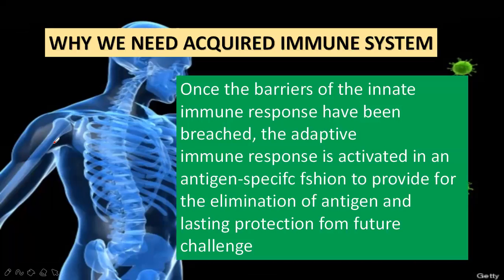Why do we need acquired immunity? What happens with innate immunity? The innate immune response is breached. It fails. Yes, this defense failed. Then I need the help of adaptive immunity. What is adaptive? Adaptive or acquired is the same. So this immune defense is activated. It is stimulated by antigen, in an antigen-specific fashion. Later we will see what is antigen, what is antibody, and how they are activated.